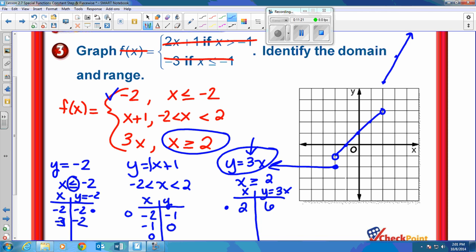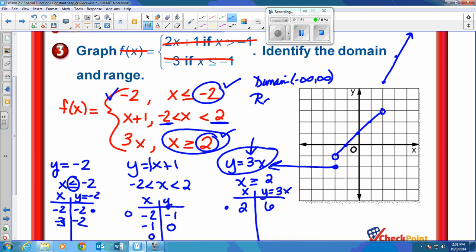Now, if I'm looking at this graph from left to right, the left-hand side keeps going smaller, the right-hand side keeps getting bigger. There's a great likelihood my domain is all real numbers. I just have to check where I jump from one graph to the next. All of my x's are accounted for. So this graph doesn't have a negative 2, but he does. This graph doesn't have a 2, but he does. So there's no breaks in my graph where an x doesn't exist. So my domain is negative infinity to infinity.